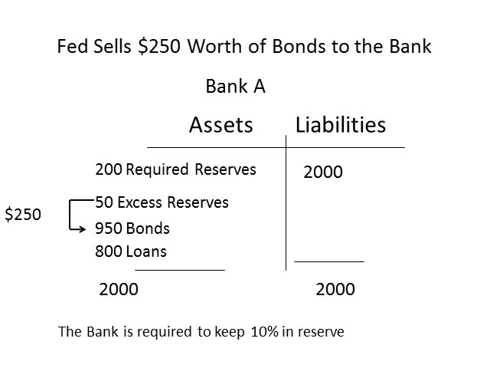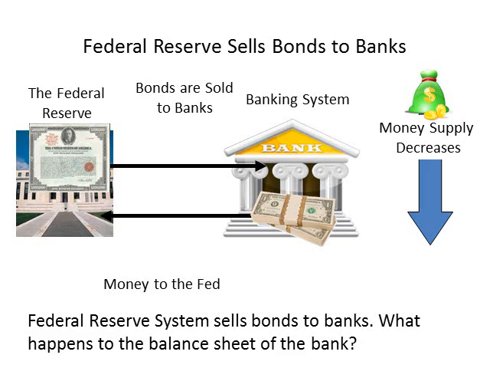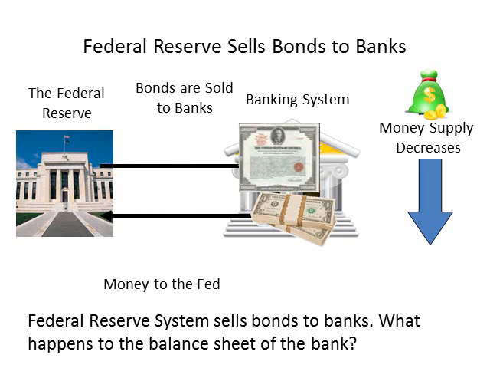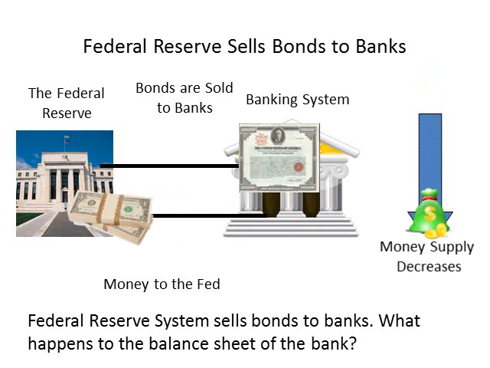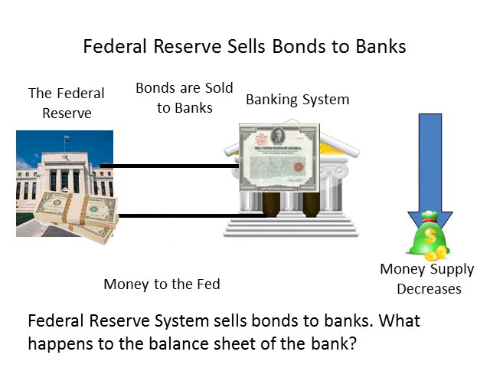In our example, the Federal Reserve sells bonds to banks and the bank uses its excess reserves to buy the bonds. Thus, the amount of money the bank has to make loans decreases, and thus the money supply in the economy decreases. Let's look at the idea using some pictures. When the Federal Reserve sells bonds to the bank, the money supply decreases.